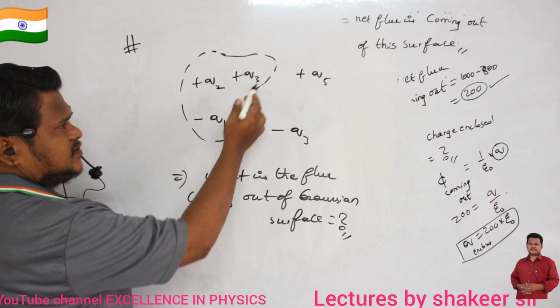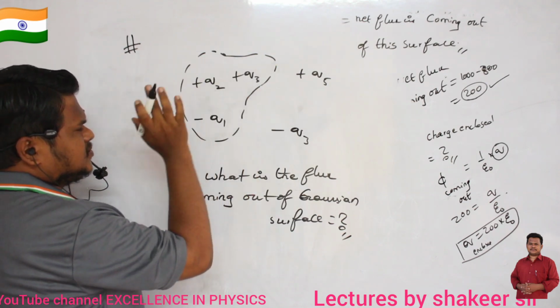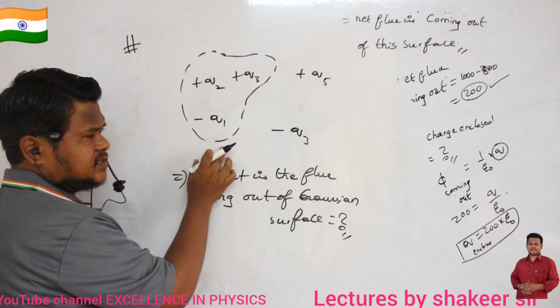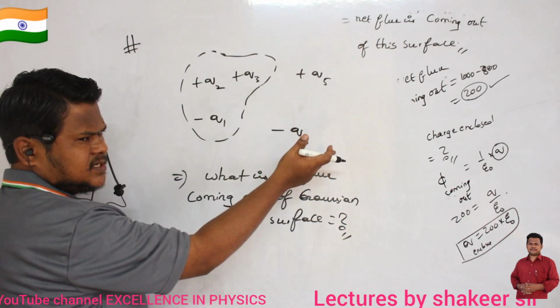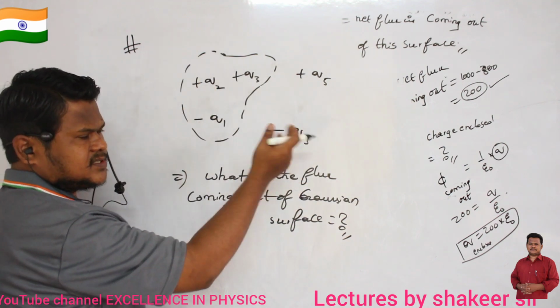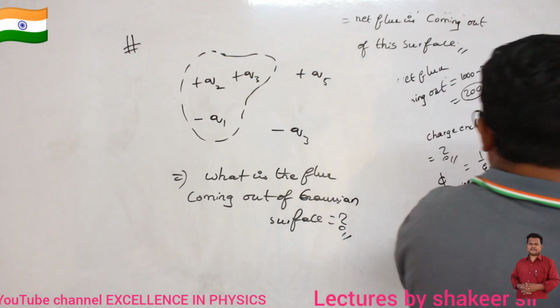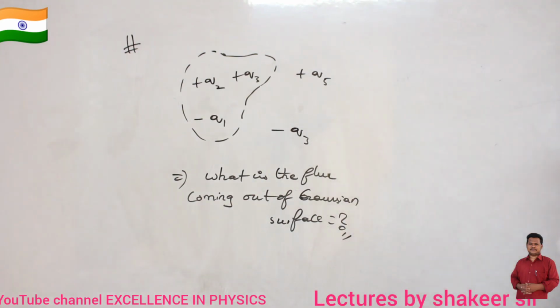So this is a Gaussian surface. Minus Q1, plus Q2 and plus Q3 charges are present inside this Gaussian surface. And plus Q5 and minus Q3 are present just outside the Gaussian surface. Then what is the total flux which is coming out of this Gaussian surface? That is the question. How can I calculate? Anybody?